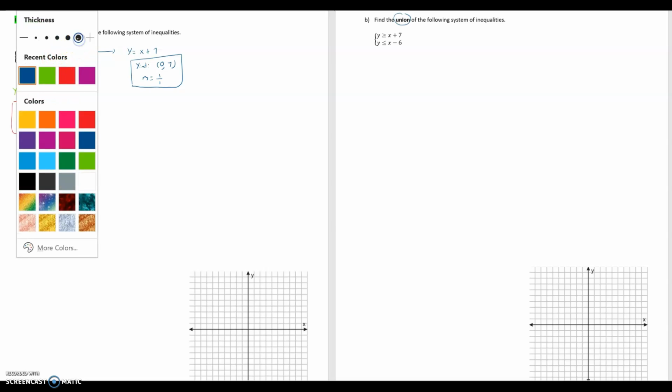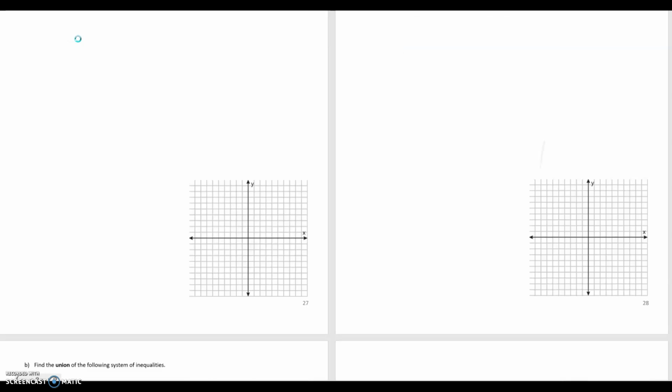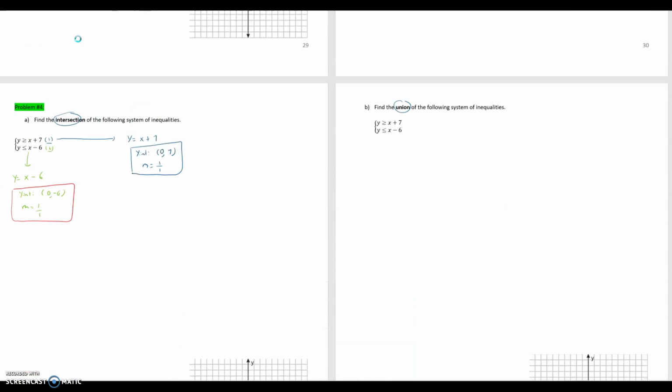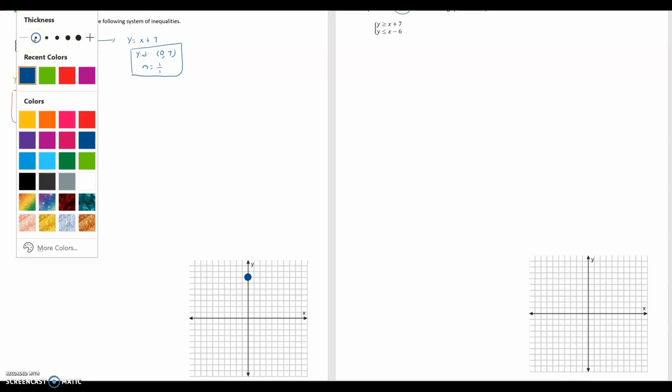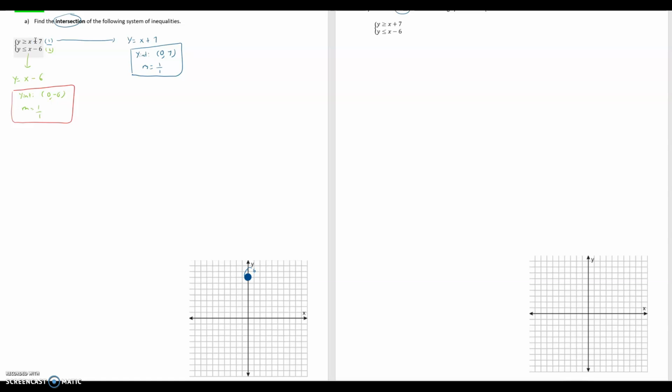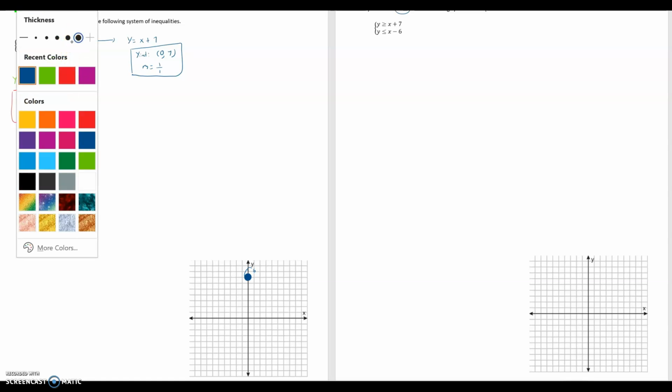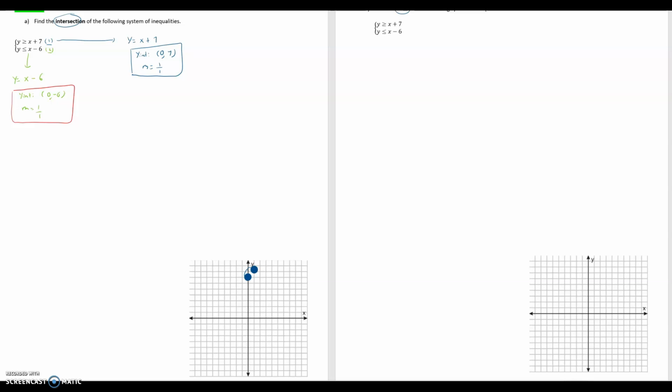So for the first one, we're going to go at 0, 7. So 1, 2, 3, 4, 7 is here. Let me count them again: 1, 2, 3, 4, 5, 6, 7. And then we're going to be doing a slope of 1, so technically 1 and 1. And let me put the second dot, which is technically there.